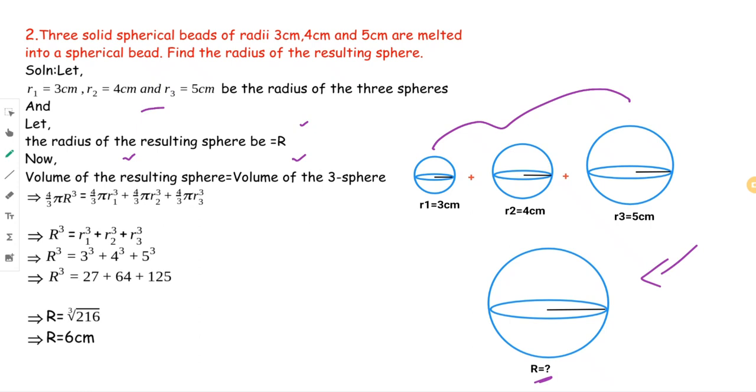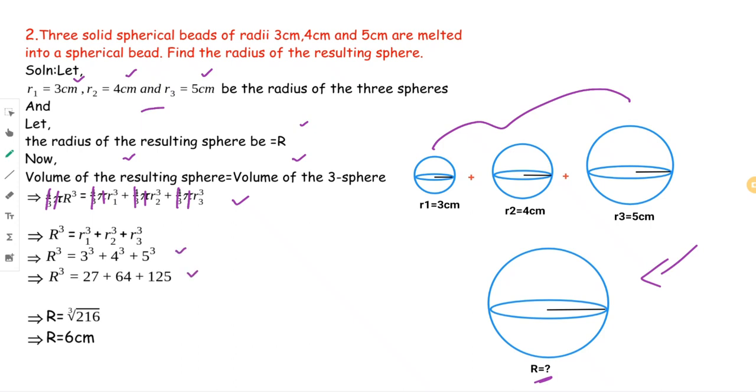So volume of a sphere, the formula is 4/3 pi r cube, right? So I've written the formula for all of them here. You will see that 4/3 and pi are common to both the sides, which means we can divide them all. We'll be left with capital R cube equals r1 cube plus r2 cube plus r3 cube. Then r1 is how much? 3, r2 is 4, and then r3 is 5, right? That means 3 cube plus 4 cube plus 5 cube.